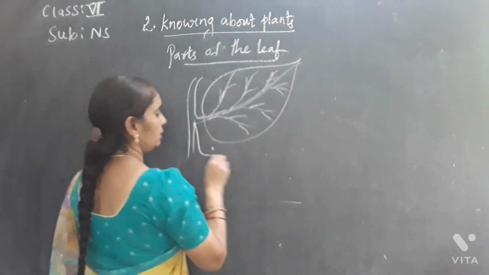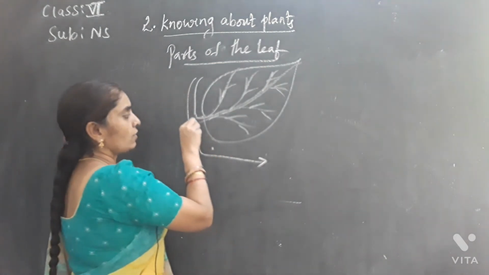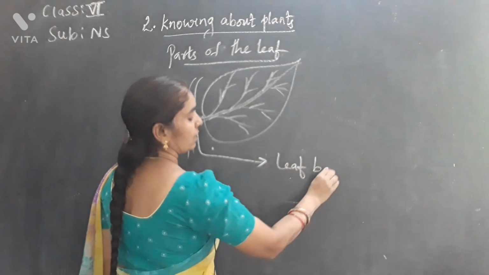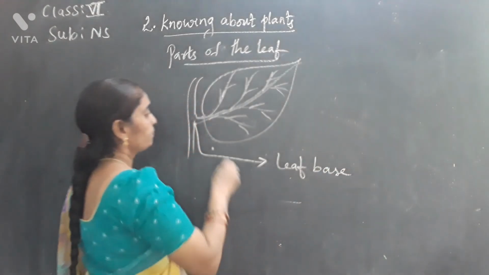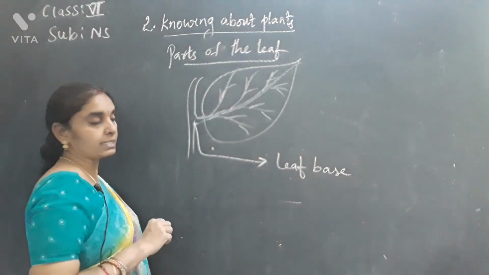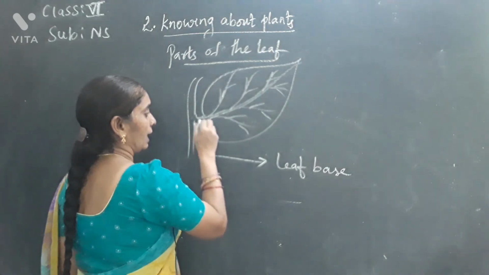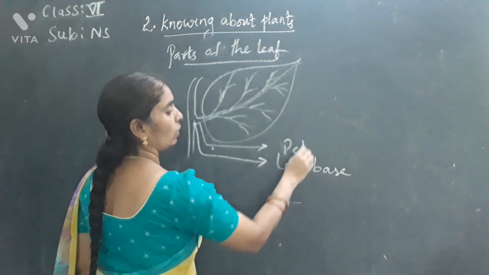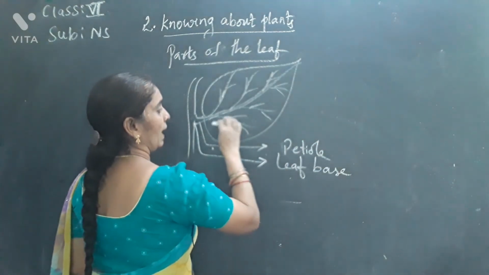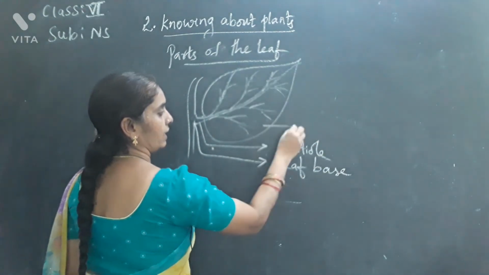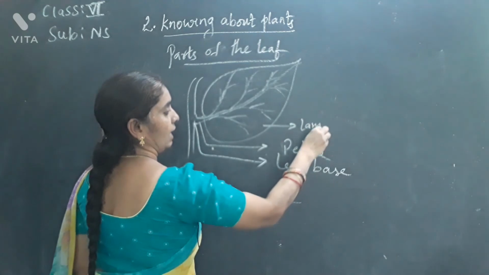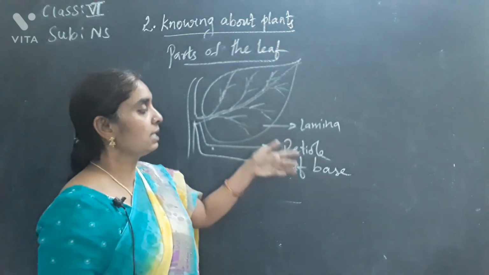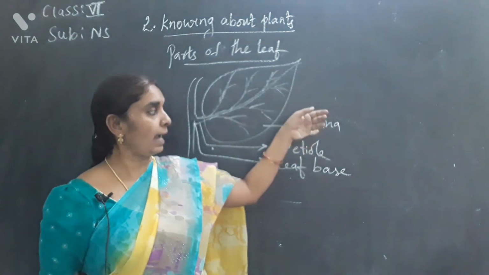See here children, this is the base of the stem. It is called the leaf base. The base of the stem at which the leaf arises is called the leaf base, and the stalk of the leaf is called the petiole. The expanded portion of the leaf is called the lamina. At first the leaf is divided into 3 parts: leaf base, petiole and lamina.